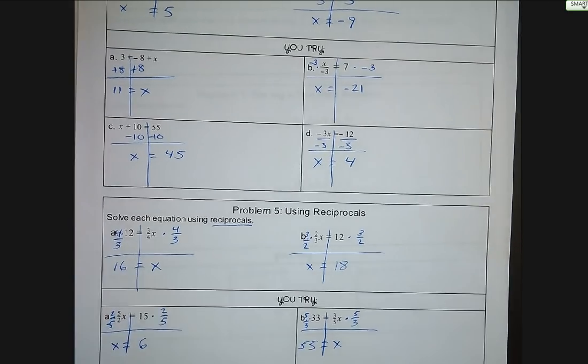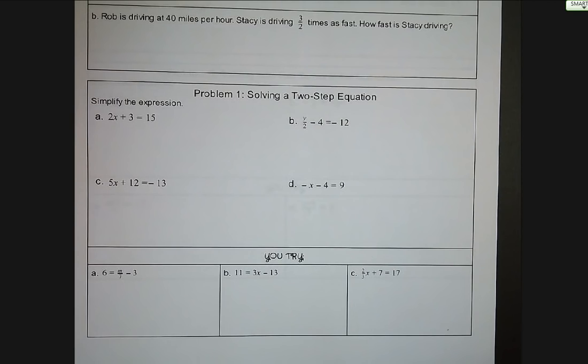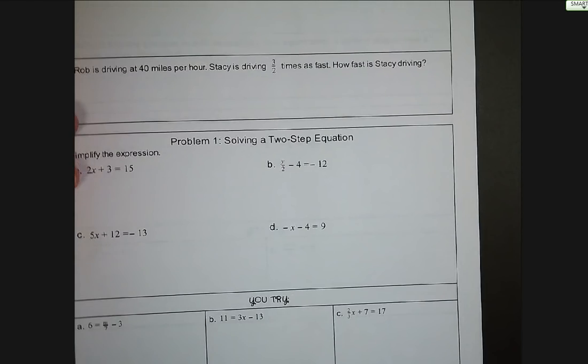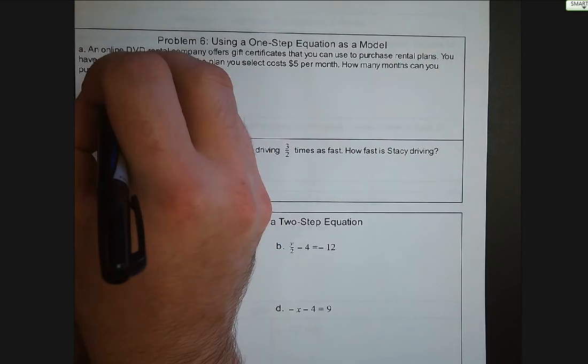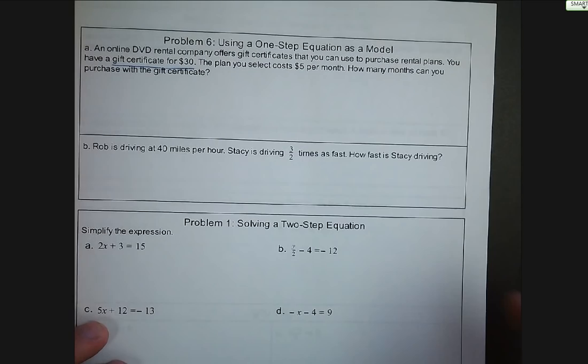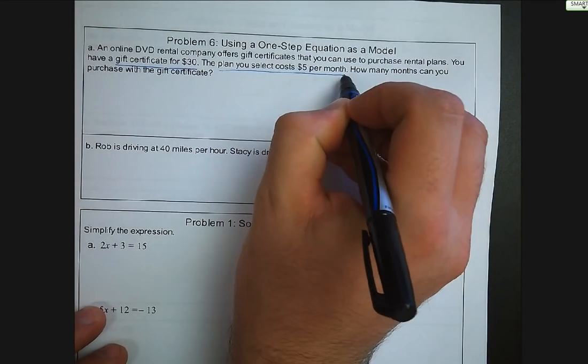All right. So we're going to move on now to problem number 6. And we've got 2 little word problems here. An online DVD rental company offers gift certificates that you can use to purchase rental plans. You have a gift certificate for $30. The plan you select costs $5 per month. We want to know how many months can you purchase with that gift certificate.